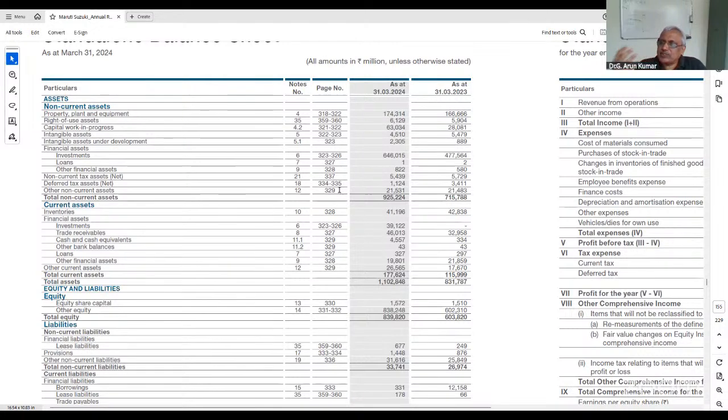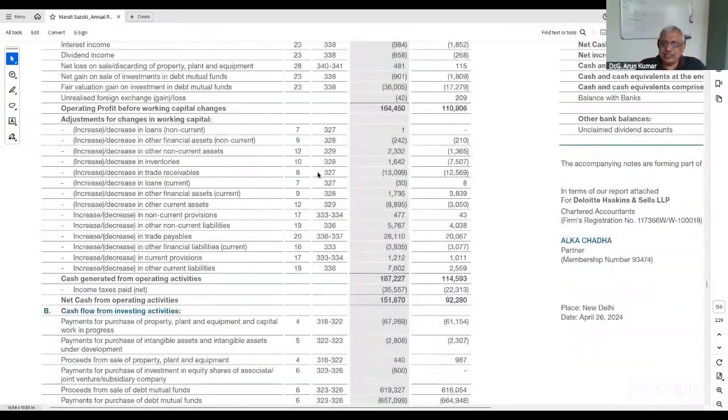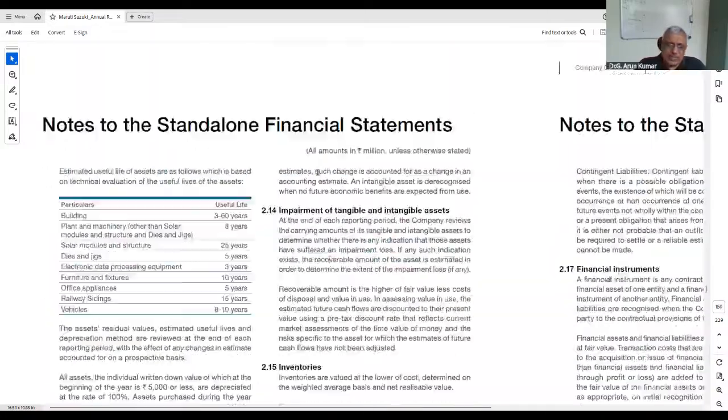How much money is going into unquoted? How much money is going into quoted? How much money is invested in associate companies, how much money is invested in ancillary companies, and so forth. This entire detail is what you will get here. And there are other non-financial assets also. Let's go to non-financial assets, page number 328 in this particular case.